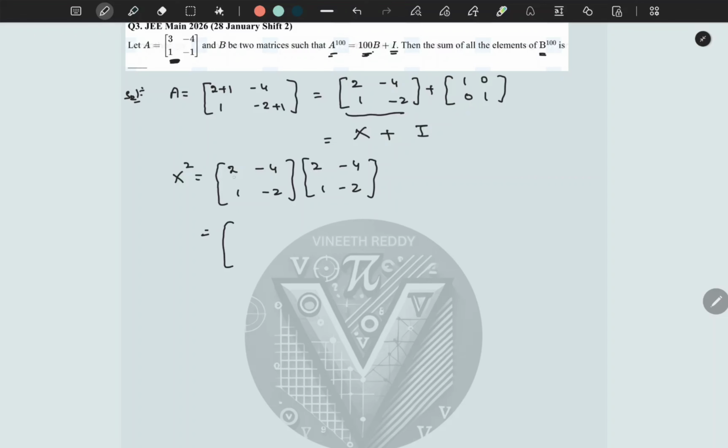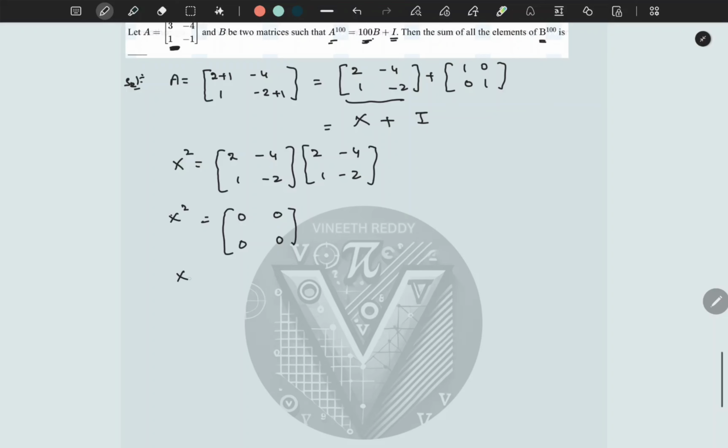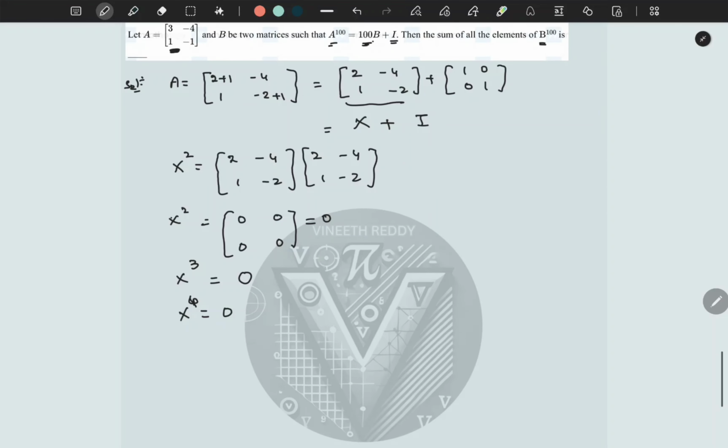So what do we get here? 2 into 2 is 4, 4 minus 4 is 0, 2 into minus 4 is minus 8 plus 8 is 0. 1 into 2 is 2, 2 minus 2 is again 0, 1 into minus 4 is minus 4, minus 4 plus 4 is 0. So X square is a null matrix. That means X cube will also be a null matrix, and X power 4 will also be a null matrix, right?